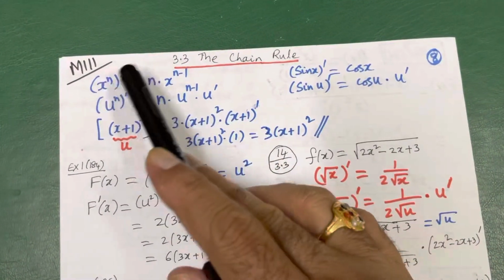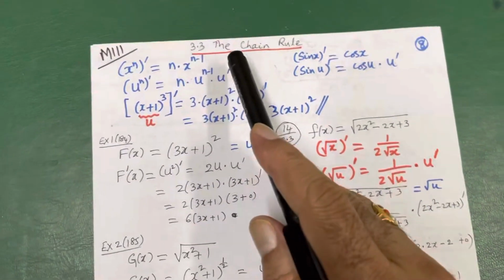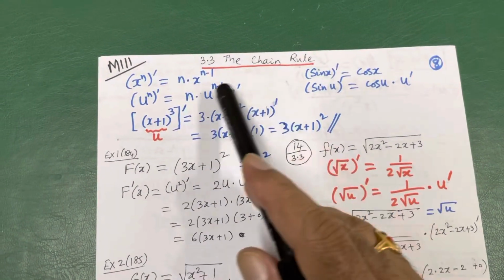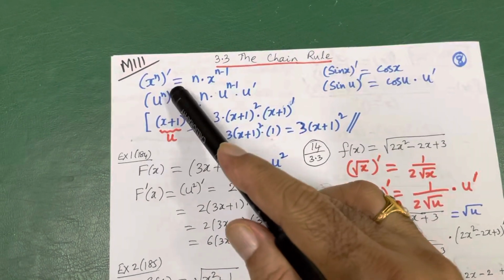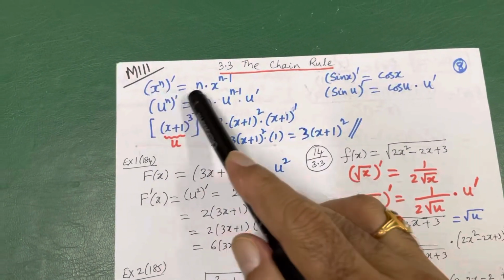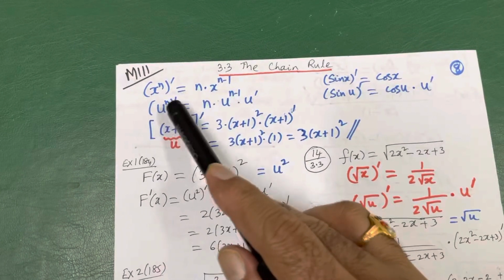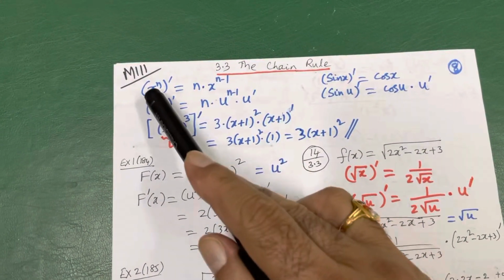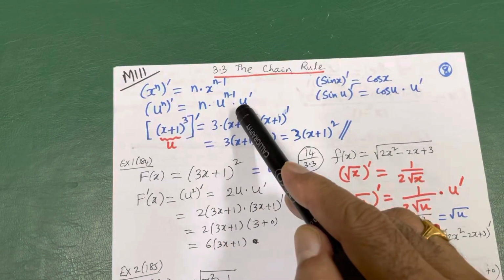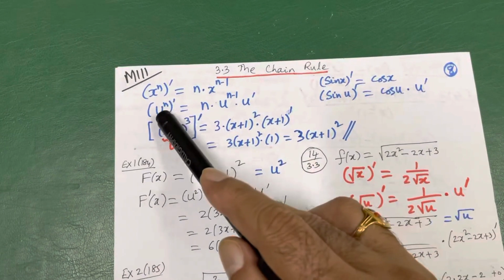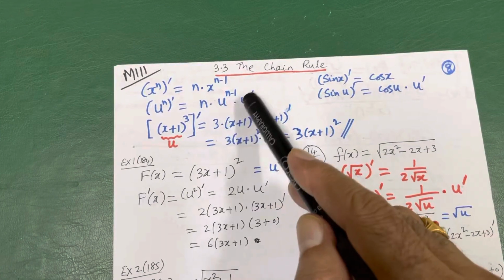Continuation of Math 111 Module 3, the second part of the video: the chain rule. The chain rule is very simple. The derivative of x to the power n is n x to the power n minus 1. The derivative of u to the power n is n u to the power n minus 1. Anything other than x, you should also write an extra u prime. So the derivative of u to the power n is n u to the power n minus 1 multiplied by u prime.